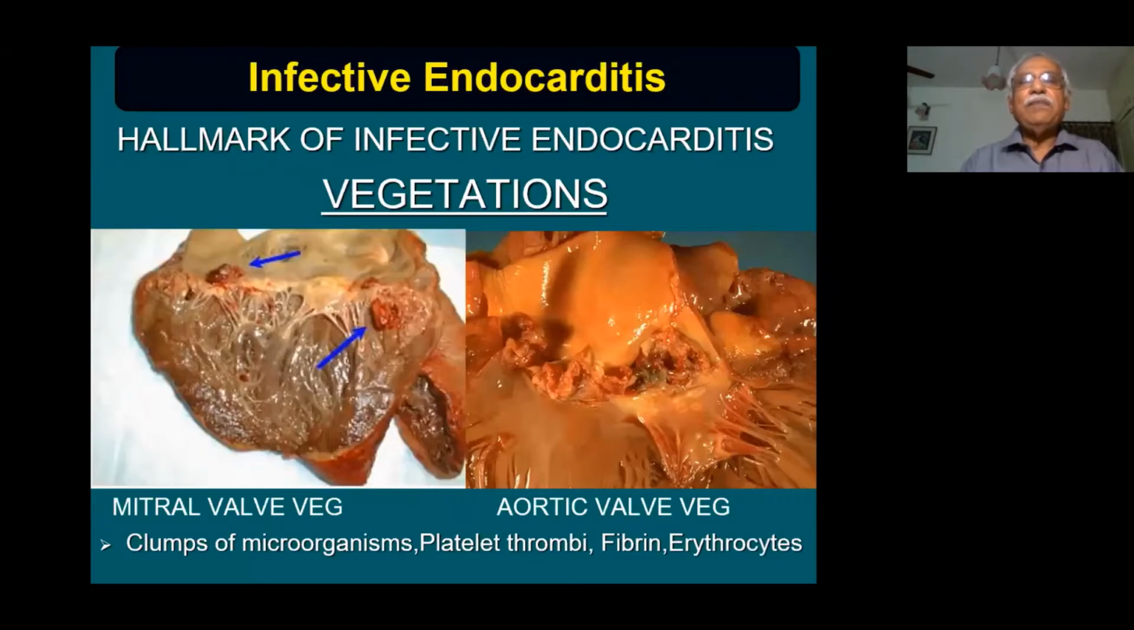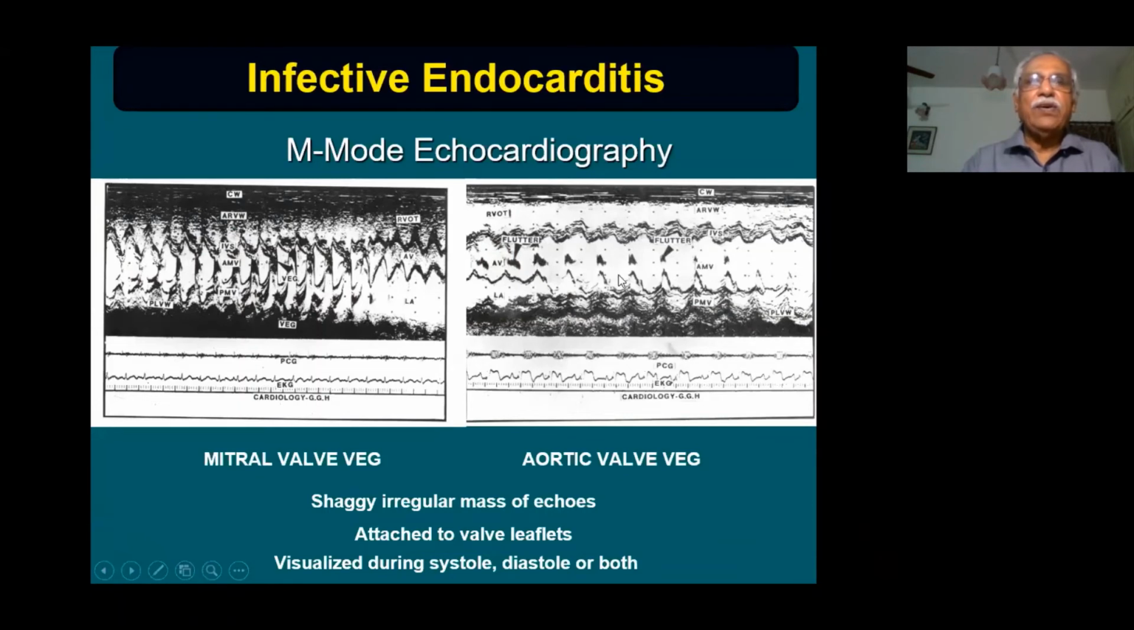So echocardiogram is the most ideal method for diagnosing vegetations. The hallmarks of infective endocarditis are two. One is vegetations, and the other is the complications of infective endocarditis in the form of valvular destruction, producing regurgitation of the valves. The vegetation consists of clumps of microorganisms with platelet thrombi, fibrin, and erythrocytes. Commonly, they are present over the mitral valve and also over the aortic valve.